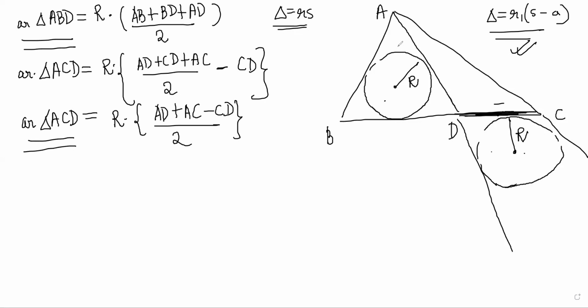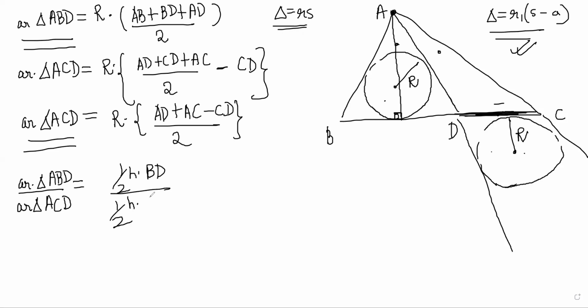Now think of the triangle. These two triangles have the same height, right? Because they are on the same base and they have the same vertex A. So if you drop an altitude here, the height is same, but their bases are different. So you can say by basic geometry that area triangle ABD by area triangle ACD will be half into height into BD divided by half into height into CD. Or since the height is common, we'll get it is in the ratio of BD to CD, right? The areas of these two triangles are in the ratio of their bases, right?